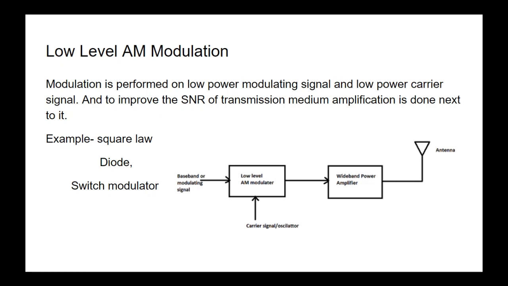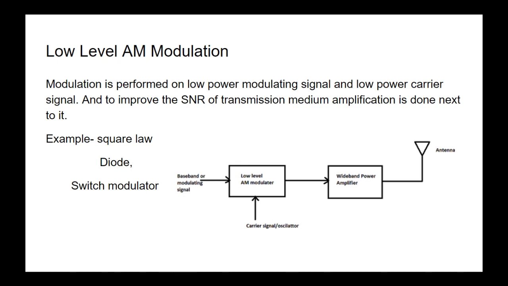Low level amplitude modulation. Modulation is performed on a low power modulating signal and a low power carrier signal, and to improve the signal to noise ratio of the transmission medium, amplification is done next. The examples of low level amplitude modulation are the square law diode and the switch modulator.